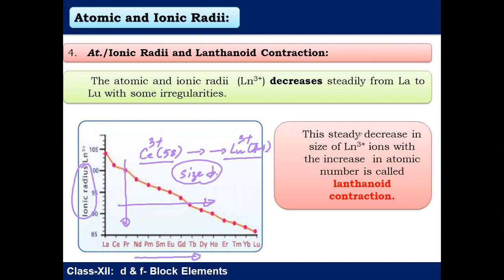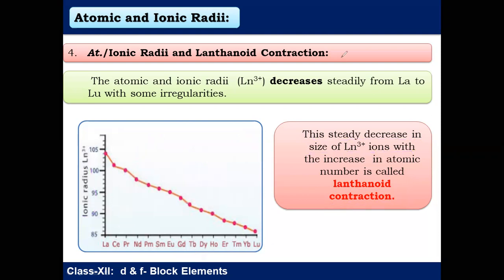So I would repeat, this steady or smooth decrease in size of lanthanoid 3 plus ions as one moves from cerium 58 to lutetium 71 is known as lanthanoid contraction. Hopefully I have answered the question, what is lanthanoid contraction? If you want to repeat, you can repeat that. As one moves from cerium 58 to lutetium 71, the size is gradually decreasing. This steady decrease in size of lanthanoid 3 plus ions is known as lanthanoid contraction. So hopefully this is done.